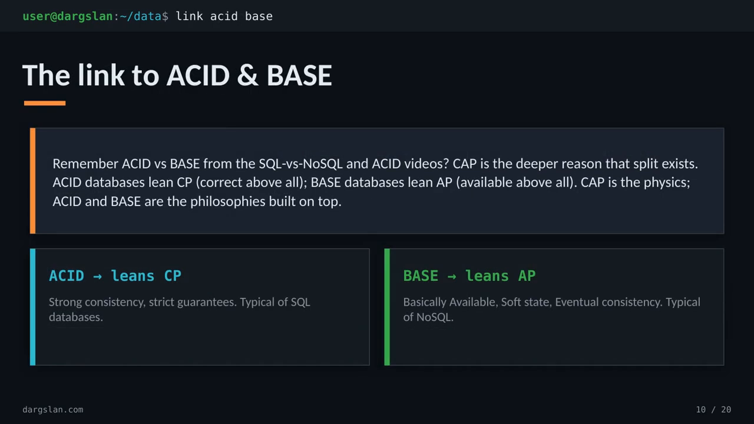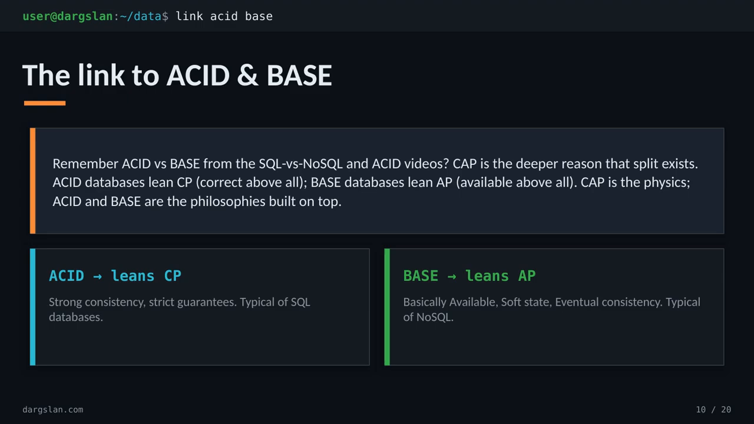And if that framing sounds familiar, it should. This is exactly where ACID and BASE come from. Remember those from the SQL versus NoSQL discussion. ACID databases, the classic SQL crowd, lean CP, correctness above all else.